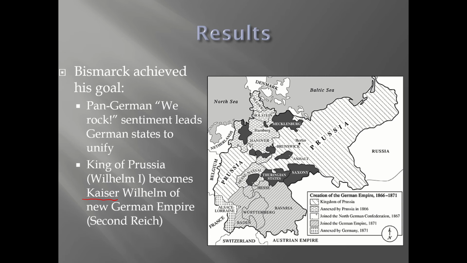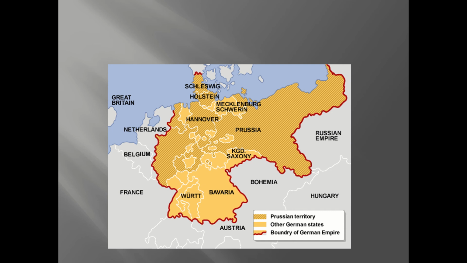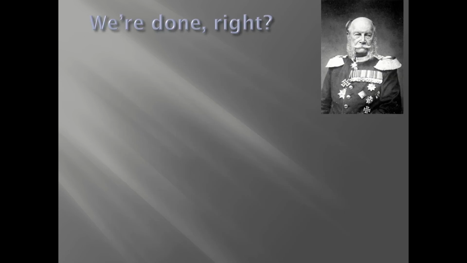Okay, so we've got our new German Empire. Here we go. Okay. So we should be done, right? That's it. The Germans are united. France has lost the war, okay, but you know they only lost a couple 100,000 troops. Not the end of the world. We should be done. But of course, it's not that simple, right?